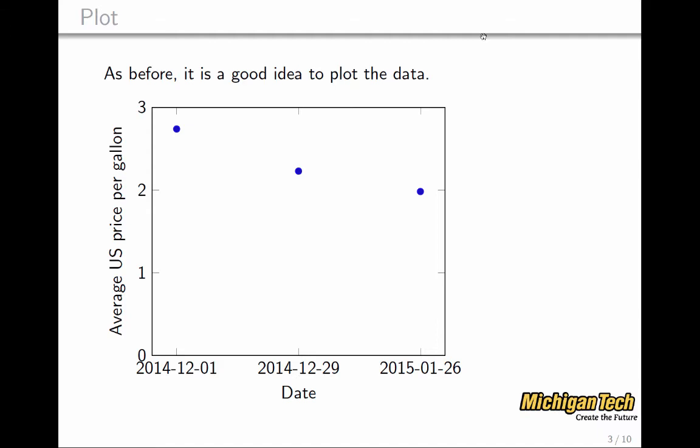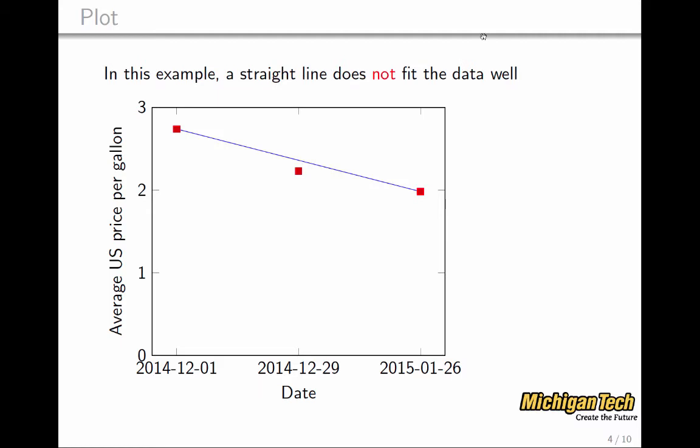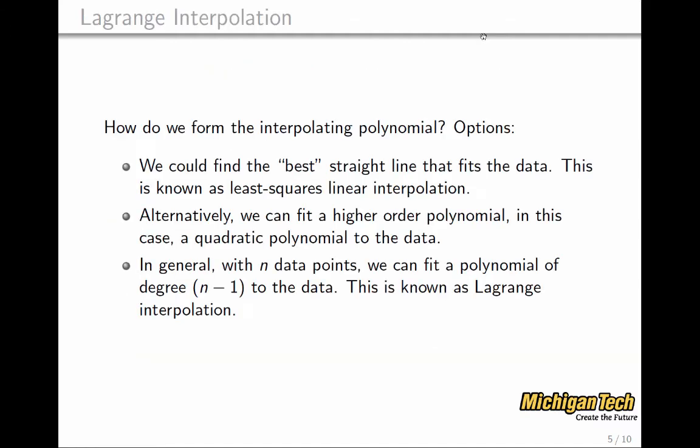As before, it is a good idea to plot the data. Here we have plotted the three data points that we were given. Unfortunately, for this example, a straight line does not fit the data well. So, what are our options?